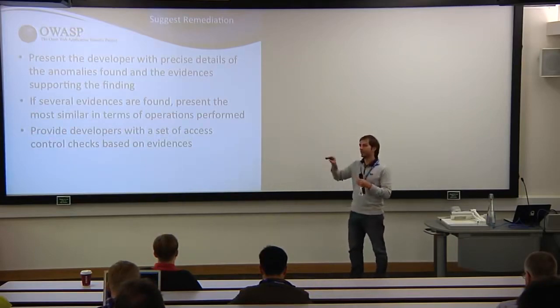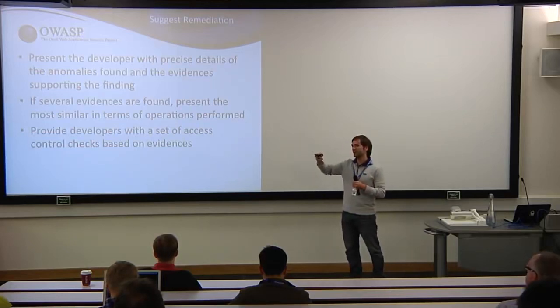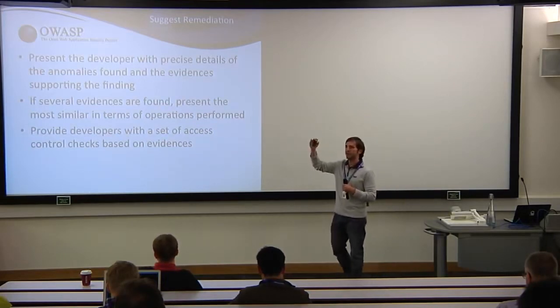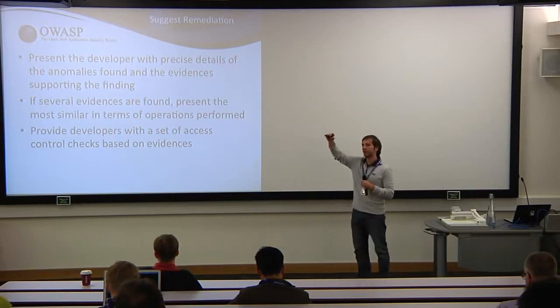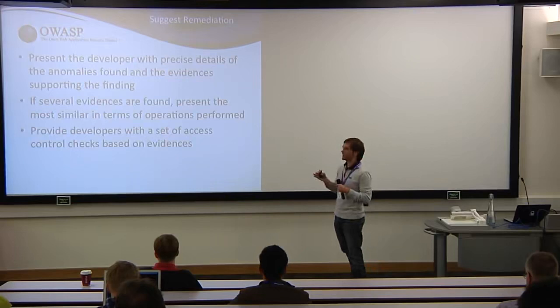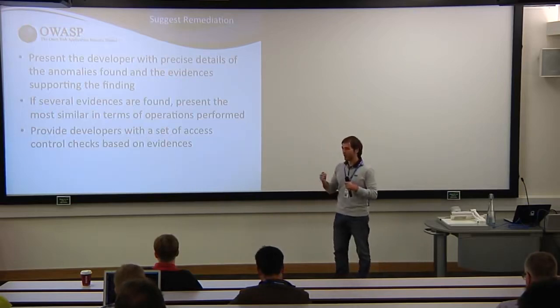Sometimes we have to provide the developers with a call stack. For example, we found that this operation is similar to this one that is protected, but this one that is protected is not directly protected. It's invoked, and this is a call stack of 4, 5, 6 method calls, and at the top of the call stack, there is an annotation protecting the enclosing method. So we have to provide them with all the evidence and all the information they need to quickly identify if this is a true positive or not.